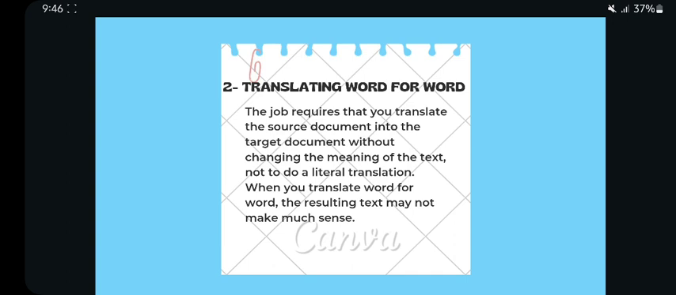2. Translating word for word. The job requires that you translate the source document into the target language without changing the meaning of the text. Not to do a literal translation. When you translate word for word, the resulting text may not make much sense.